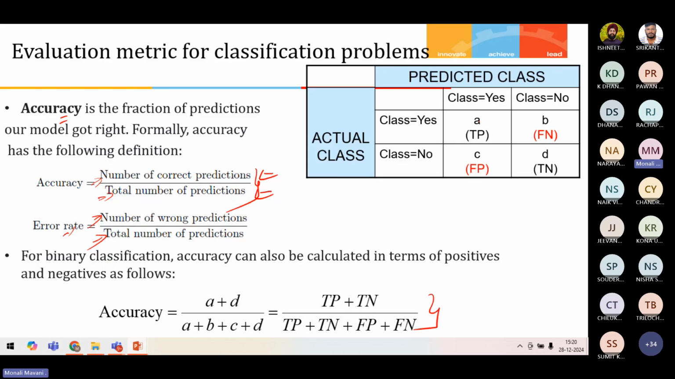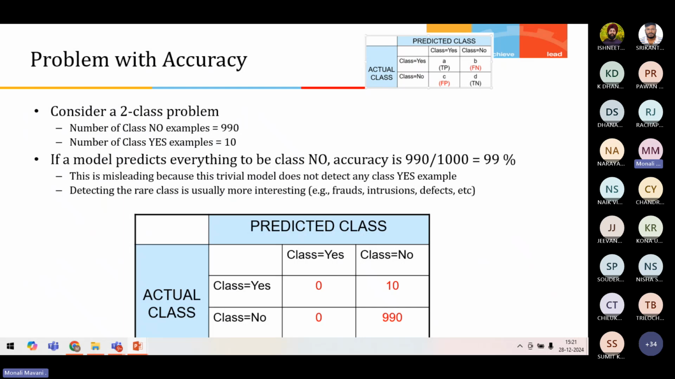Generally the intuition says that accuracy is a good measure. Say out of 1,000, 700 predictions are coming out to be correct. That means my accuracy is 70%. Or I can say 900 predictions are coming correct, so accuracy is 90%. So the simplest evaluation metric is accuracy, but it has a problem.